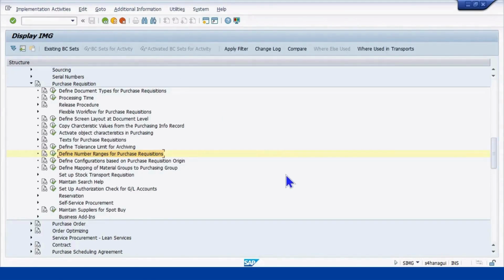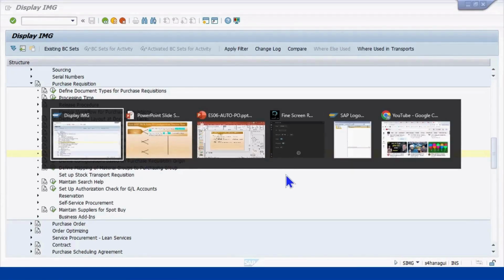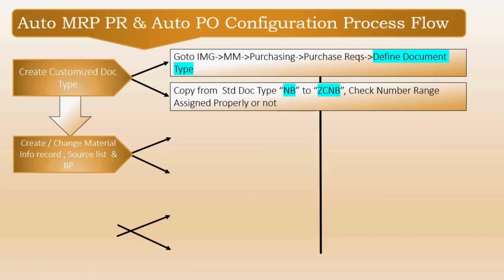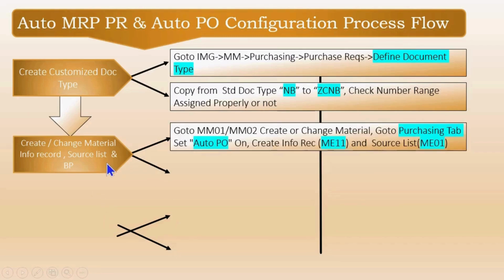So with this we created our first task. Now we'll go and create the material or change the material. We'll create the info record. Then we'll create the source list. And then we'll go to the BP. Rest of the configuration we'll do.